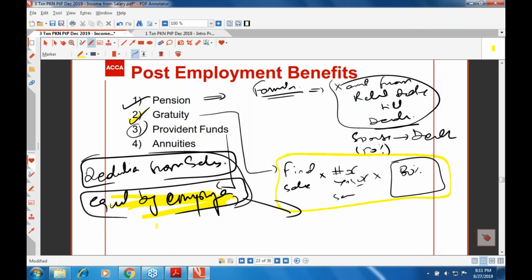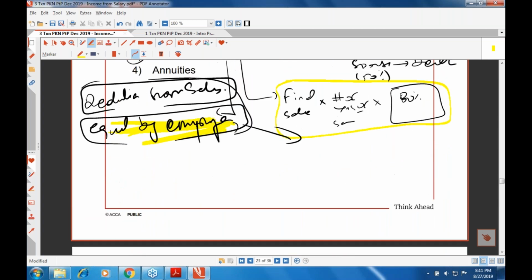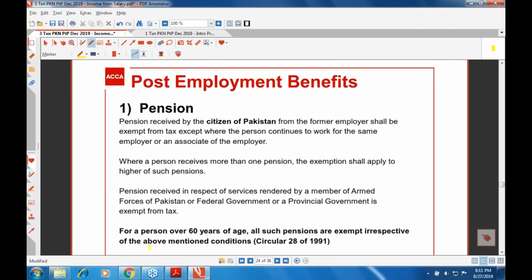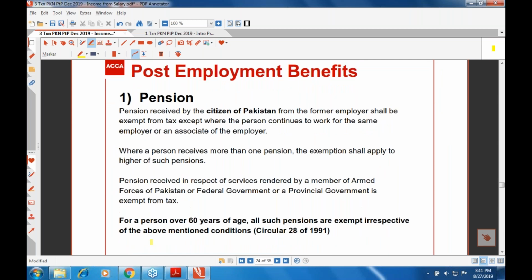Now, what next is there? When we move a bit forward, let's discuss the provisions of the pension. If I talk about the taxability of the pension, because we are computing the income from salary, we need to have the provision of how the pension is estimated. So it says the pension received by a citizen of Pakistan from the former employer shall be exempt from tax, except where the person continues to work for the same employer or an associate of the employer.